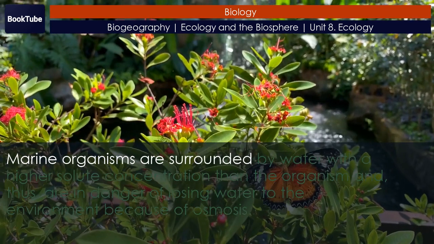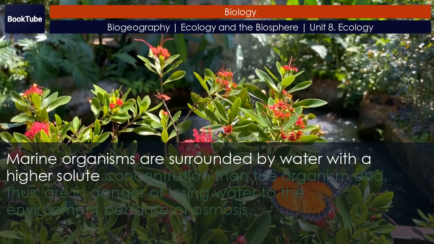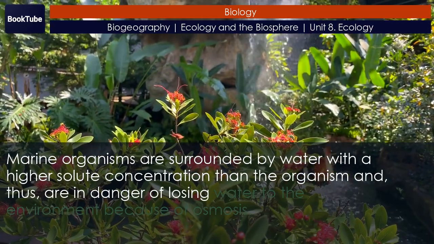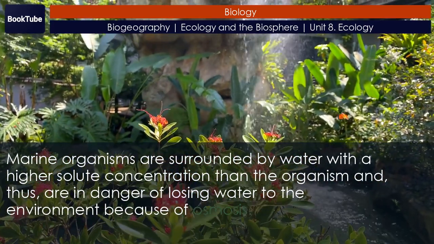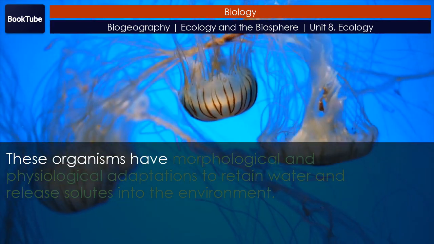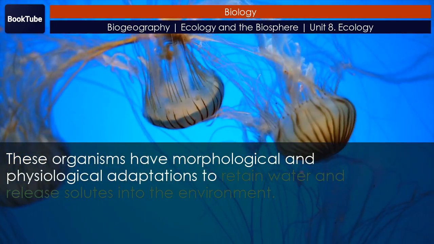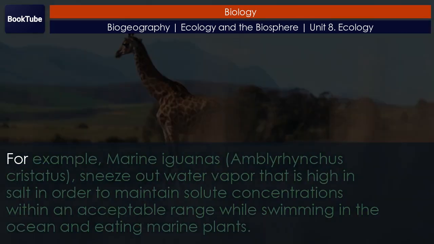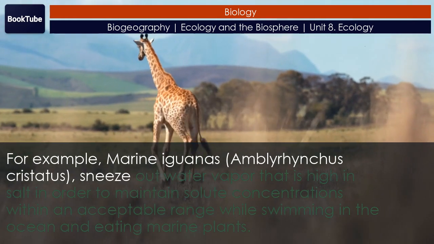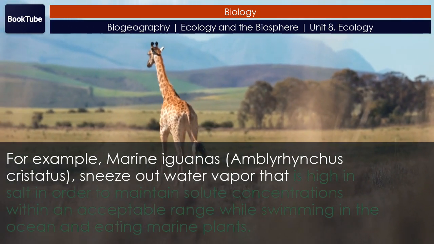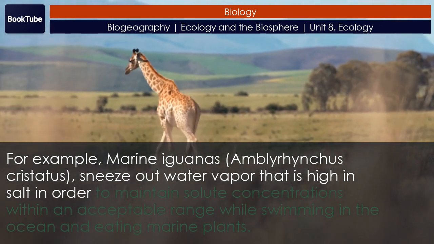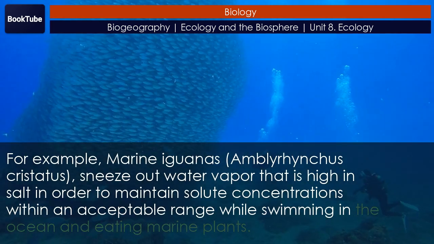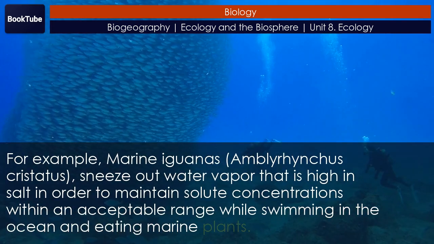Marine organisms are surrounded by water with a higher solute concentration than the organism and, thus, are in danger of losing water to the environment because of osmosis. These organisms have morphological and physiological adaptations to retain water and release solutes into the environment. For example, marine iguanas, Amblyrhynchus cristatus, sneeze out water vapor that is high in salt in order to maintain solute concentrations within an acceptable range while swimming in the ocean and eating marine plants.